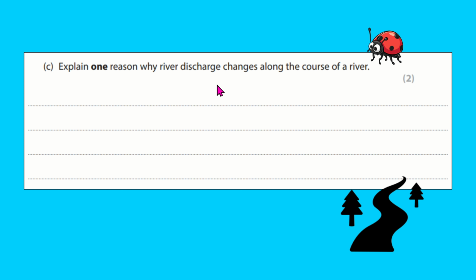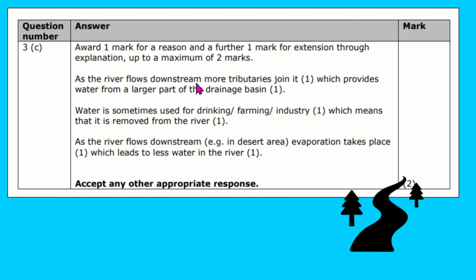So let's look at the mark scheme and see what we could have got. I'd pause this and have a read. Interestingly, this one is talking about how it increases, and these two are talking about how it decreases. I would say 90% of candidates would talk about this one here. As the river flows downstream, more tributaries join it, which provides water from a larger part of the drainage basin.